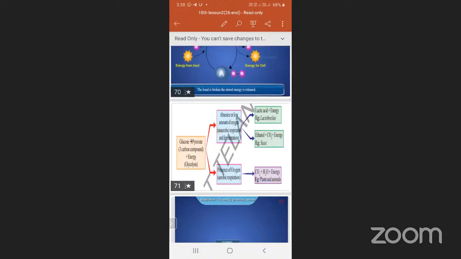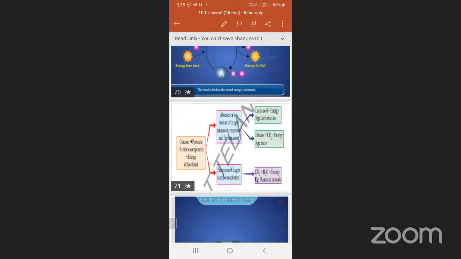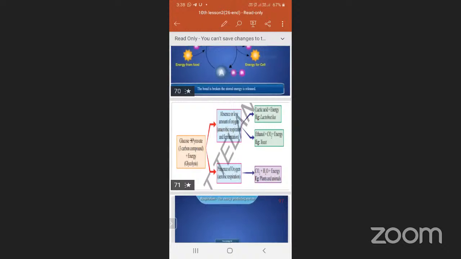In all these organisms, the glucose is oxidized in how many stages? Two stages. Glucose is oxidized in two stages. In the first stage, glucose is converted into two molecules of pyruvic acid. What about the second stage? The first stage happened, second stage now.